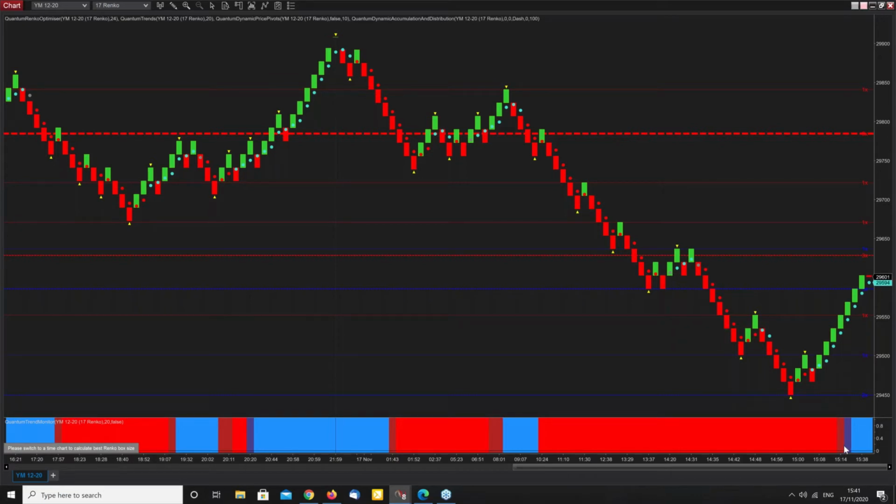We go into darker red, then we go into darker blue as it gains strength, and finally we come out the other side into bright blue. And that's how the trend monitor works so well. It's just brilliant.